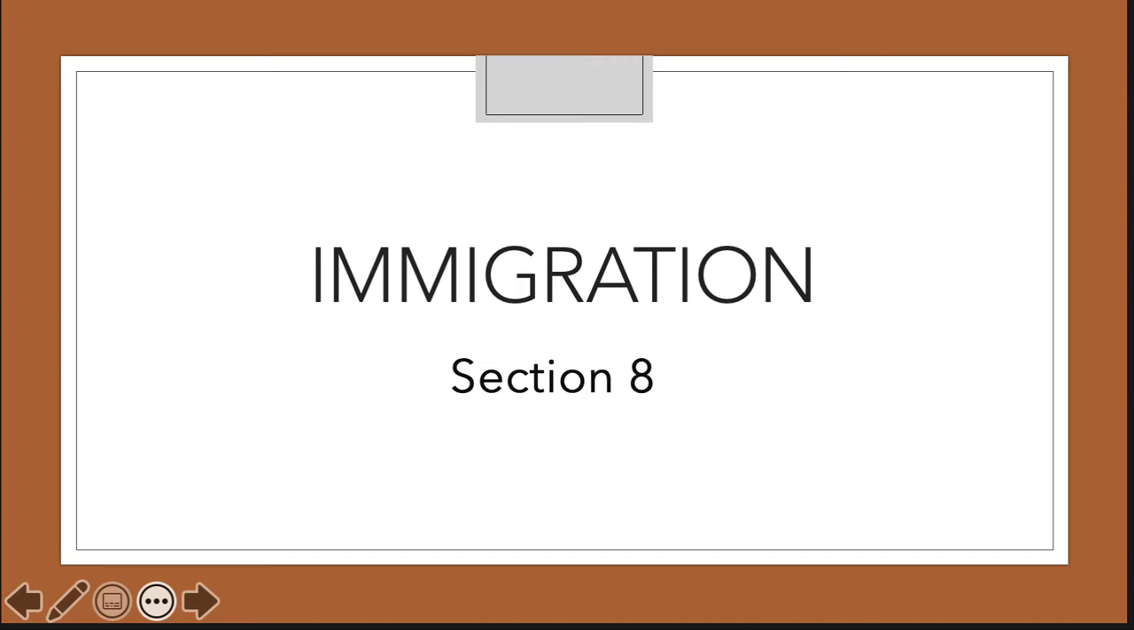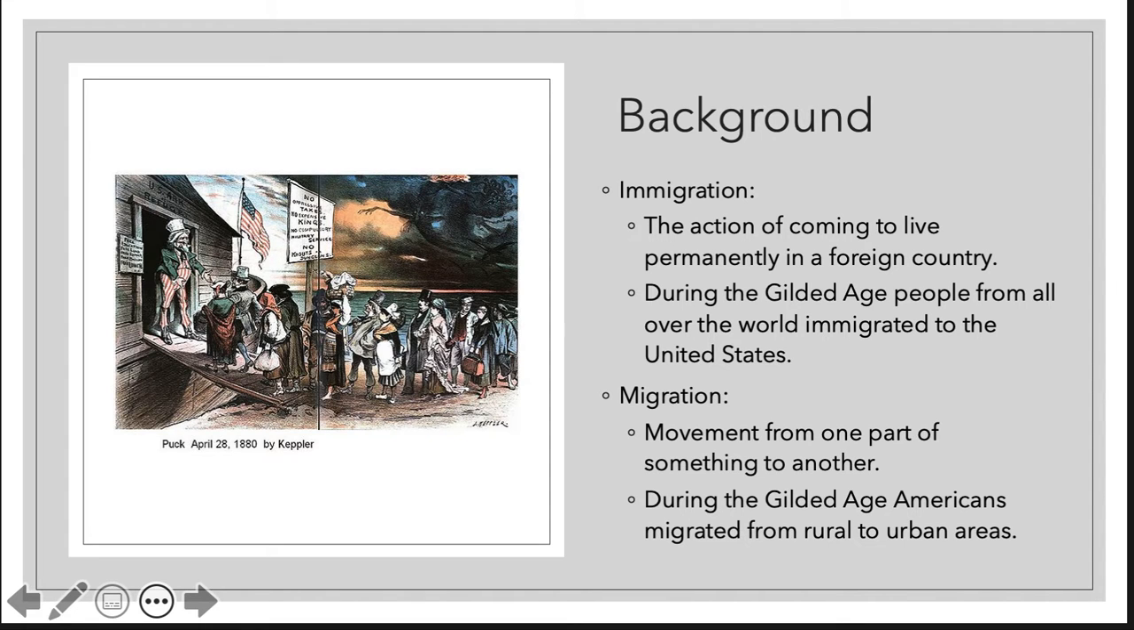Another major piece of the puzzle of the Gilded Age is immigration. So, for Section 8 of Unit 6, we are going to talk about immigration during the time of the Gilded Age. Some background: we need to know the difference between immigration and migration. Immigration is the action of coming to live permanently in a foreign country. During the Gilded Age, people from all over the world are going to immigrate to the United States.